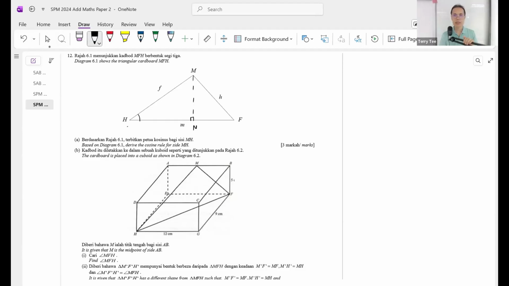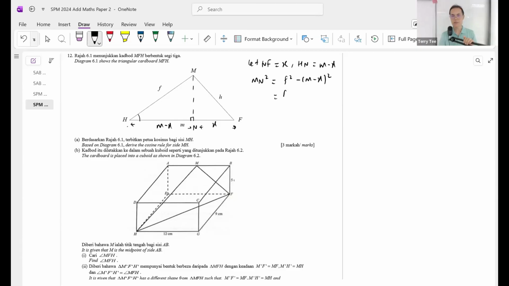When you let NF be x, your HN will be m minus x. This is m minus x. This is x. You need this so that you can link the two Pythagoras theorems together. The first Pythagoras theorem to find MN is based on the triangle on the left. The triangle on the left, guys, your MN squared will be what? F squared minus m minus x squared.